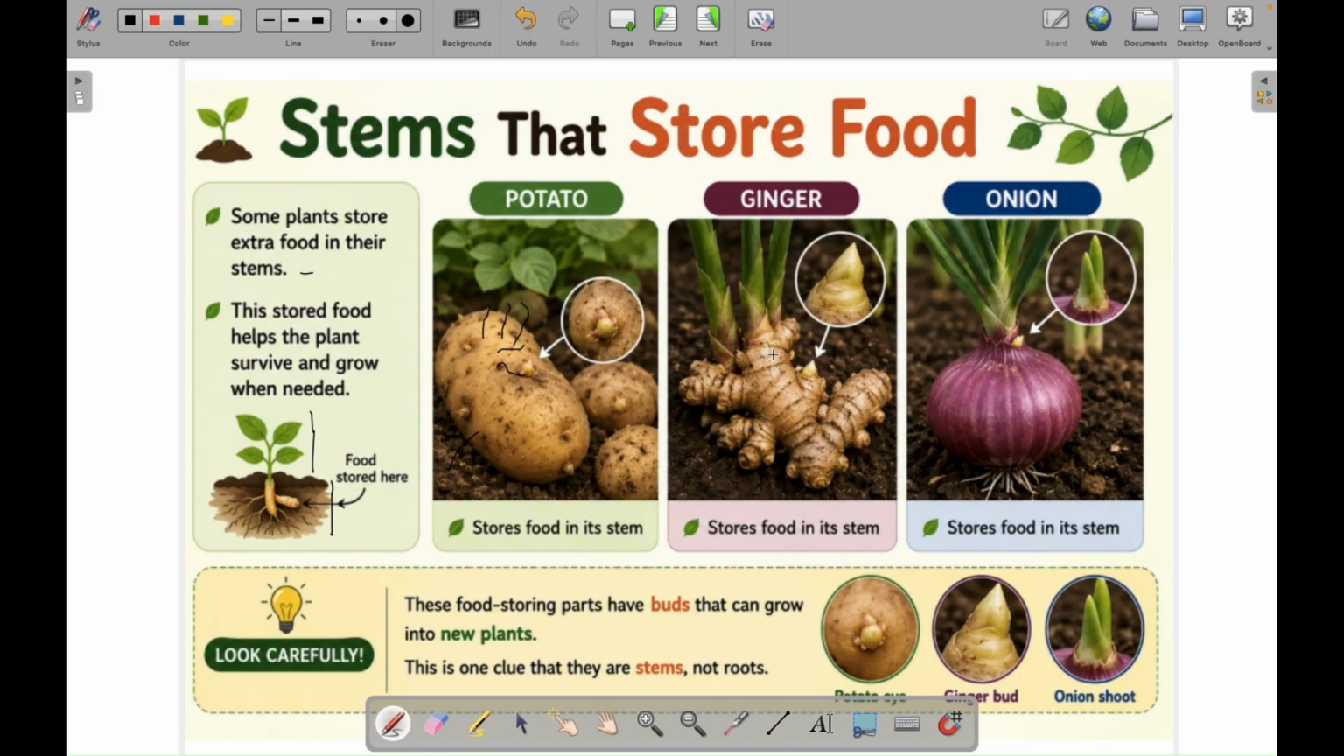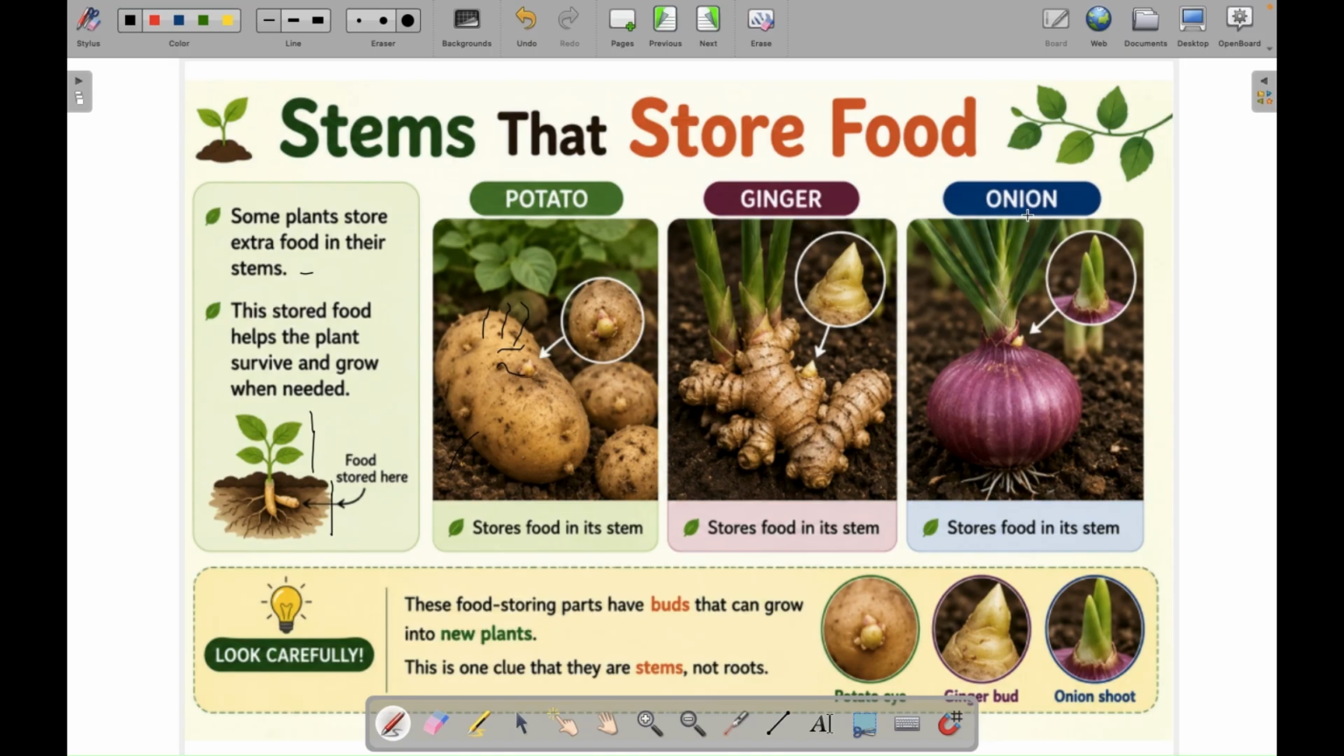Similarly, if you have ginger, it also has buds and not root hairs. Potato also has buds that we already discussed. So you may get questions like potato. Is it a stem or a root? So we'll say it is a stem. How do you know? Because it has buds and not root hairs. So these three are examples of food that are stored in the stem.